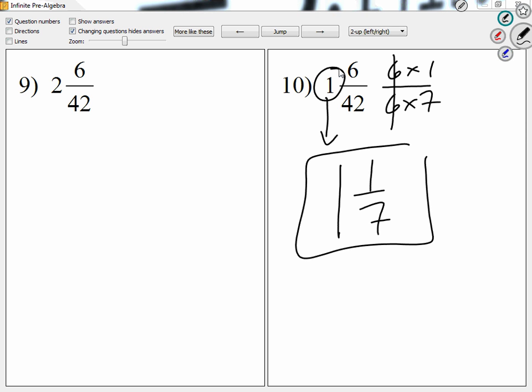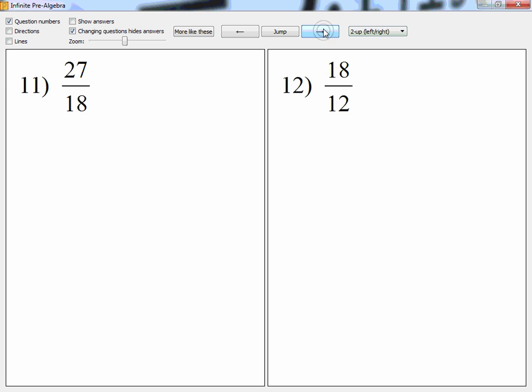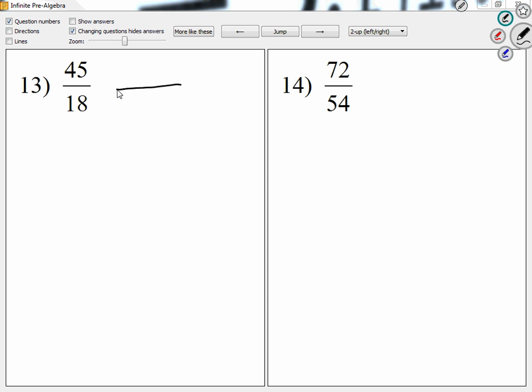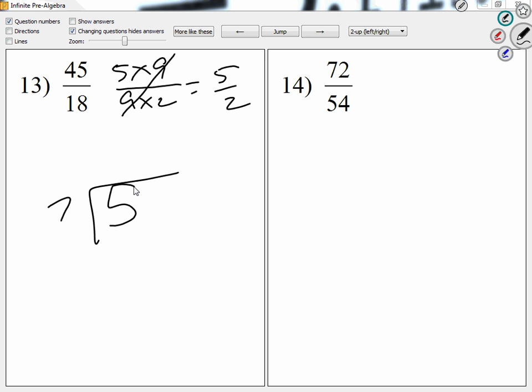Any other questions for the first 13? Let's take a look at number 13. Give me two numbers that multiply to equal 45. 5 times 9. Try to repeat one of those numbers. Give me two numbers that multiply to equal 18. 9 times 2. So cancel out the 9's. Notice we have 5 over 2. Bigger number on top, so we have to divide. How many times does 2 go into 5? 2 times. 2 times 2 is 4. Remainder is 1. So I'm going to make 1 over 2.